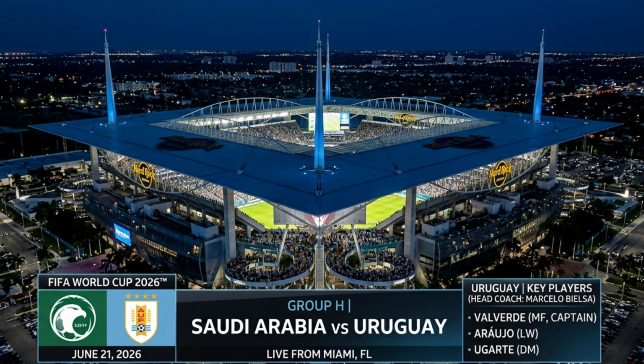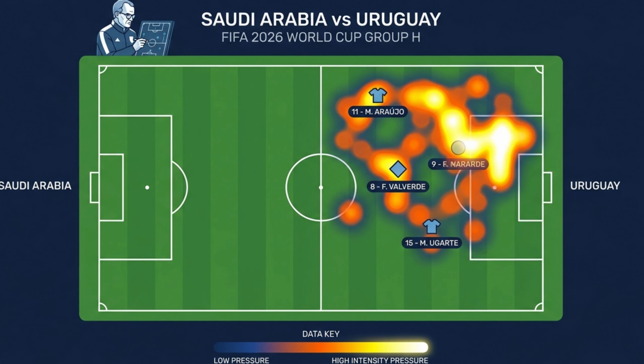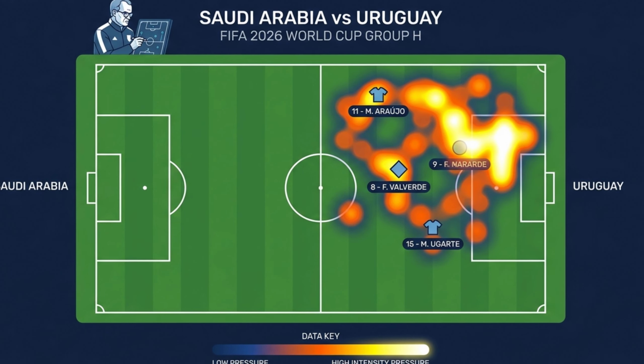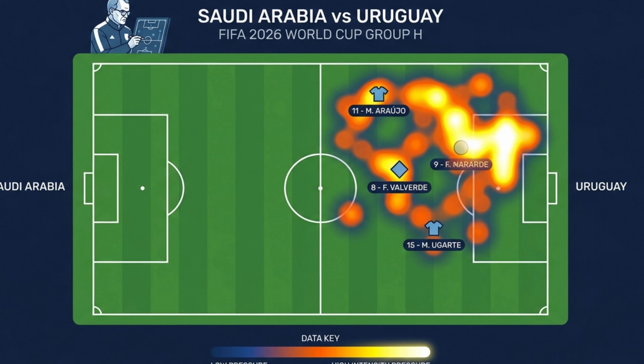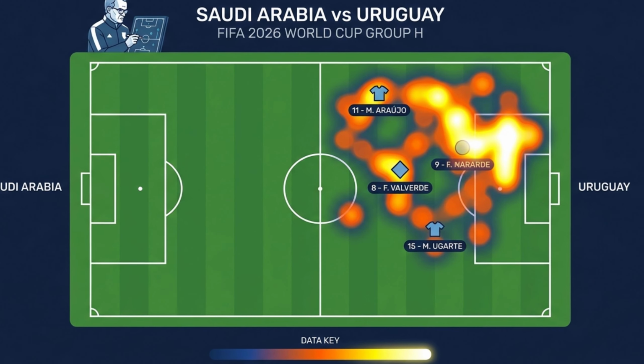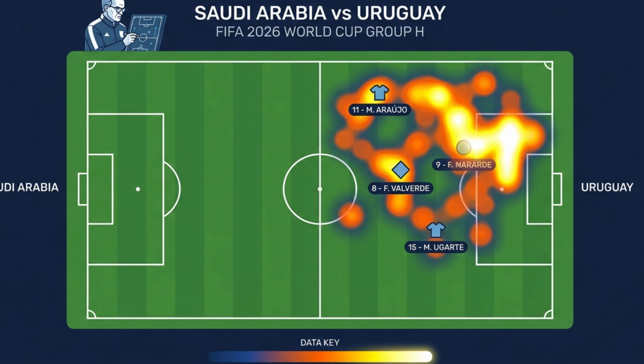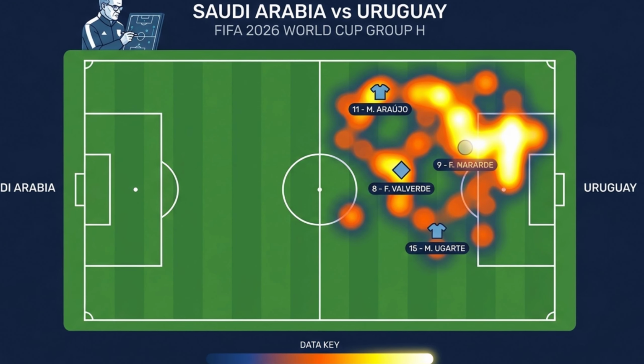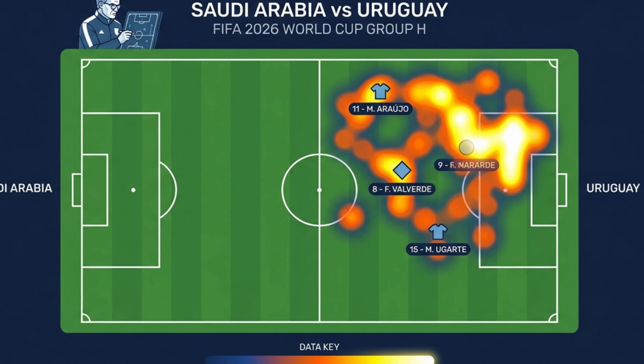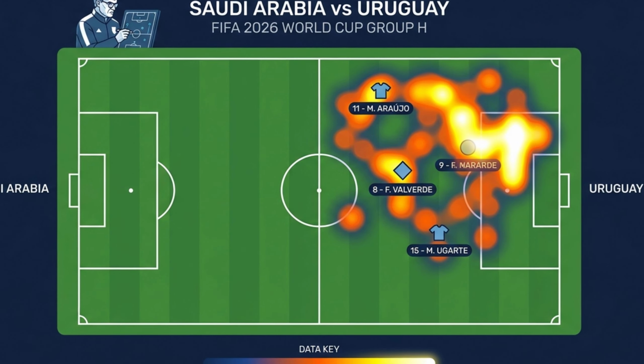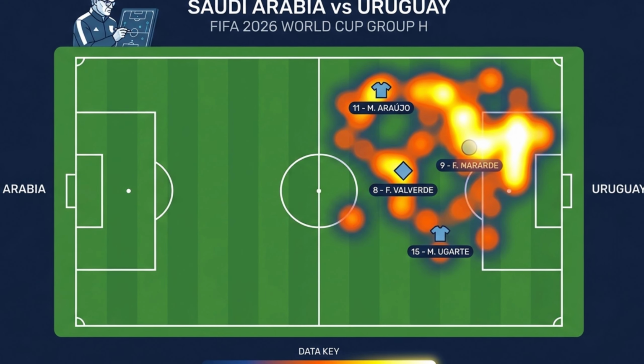You can see the heat map here, Leo. Uruguay's pressure zones are heavily concentrated in the final third. They essentially locked Saudi Arabia into their own half for long stretches. The stats indicate this prevented the Saudis from launching any meaningful transitions, essentially nullifying the creativity of their midfield and making life incredibly difficult for their centre-backs trying to escape.